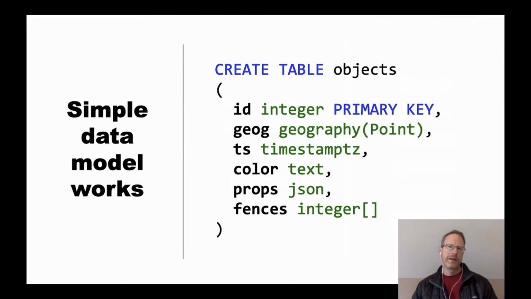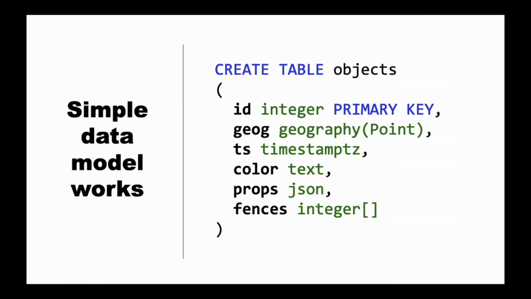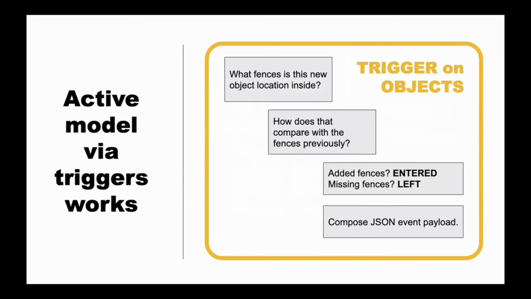So I have a props column here in JSON, but I also have a color column, which is just a standard text column. The fences column is something special, and we'll see the trigger that applies this logic later, but it's worth explaining now. So geofences are polygonal areas of interest that sit in a moving objects model.